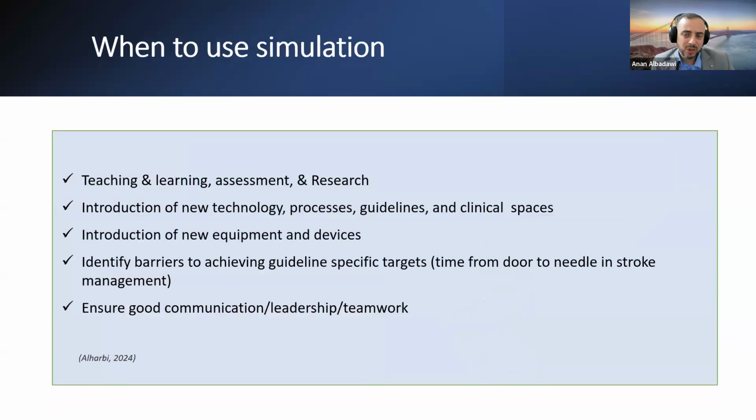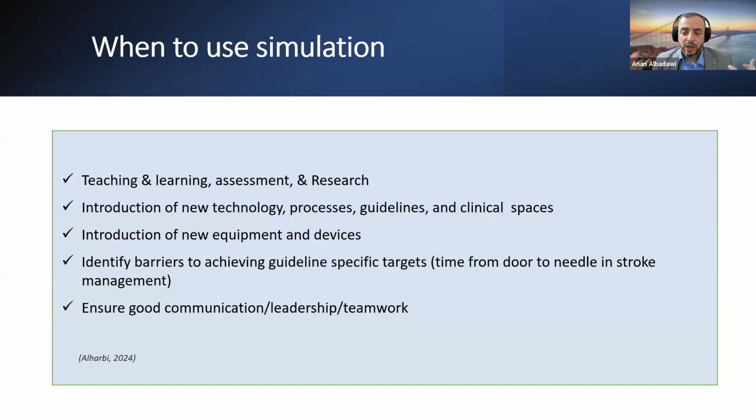So when to use simulation? Simulation can be used for multiple purposes. We can use it for teaching and learning, for assessment, and also for research. Simulation can be used to introduce a new technology or device, new guidelines, or a new process, such as blood donation, blood transfer, getting blood from the blood bank, or getting the patient to the PCI procedure. You can test guidelines and the clinical space. You can also test the workflow, for example in the outpatient clinic, to see the waiting time and so on. It can also be used to identify barriers in achieving specific targets.